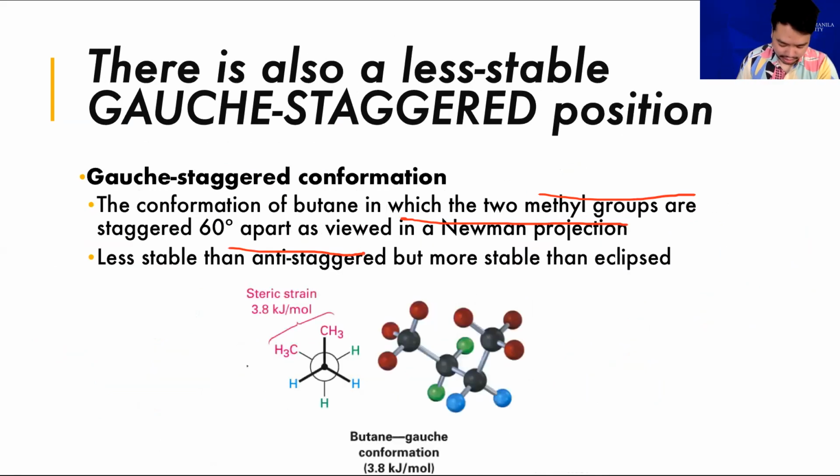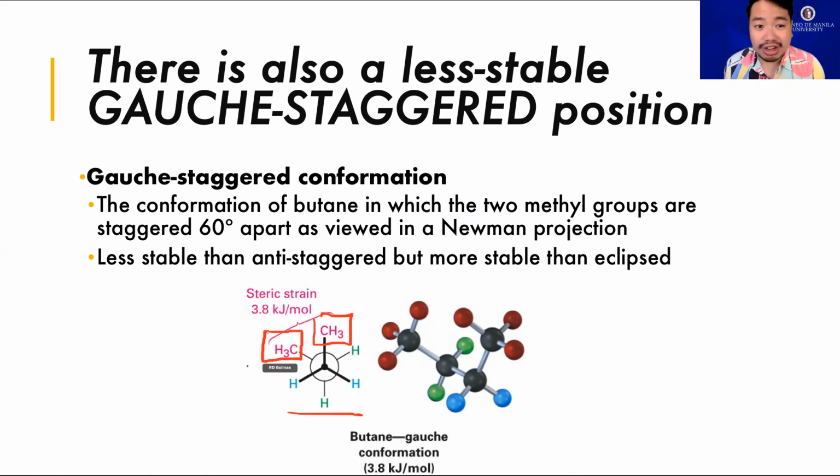Now, going back to our Newman projection, if you rotate our butane just a little bit, you'll end up with this particular form. It's still staggered, but the two largest groups are near each other. They're not eclipsed, but they're near each other, right beside each other on the Newman projection. So this is called the gauche staggered. Under staggered, this is a particular form called the gauche staggered.